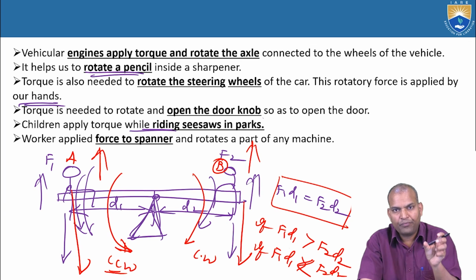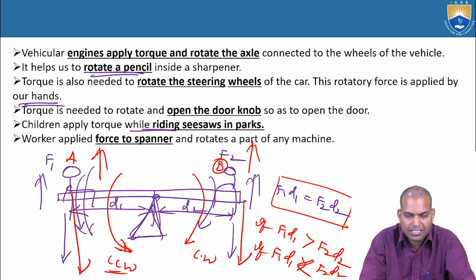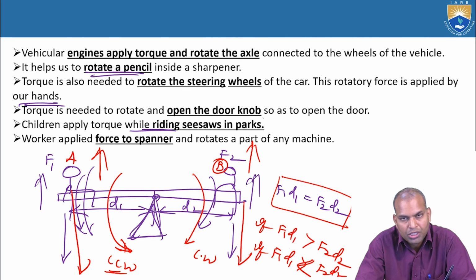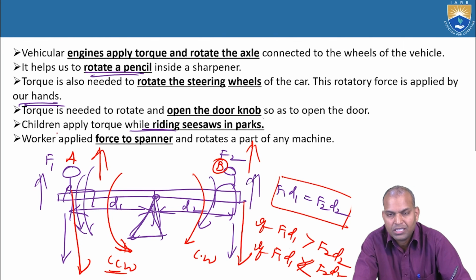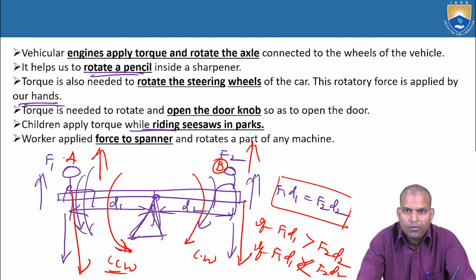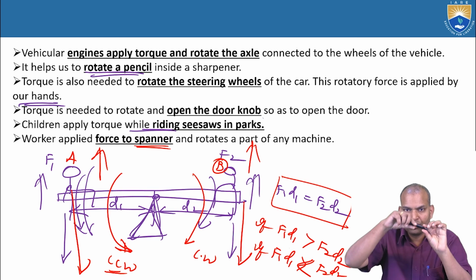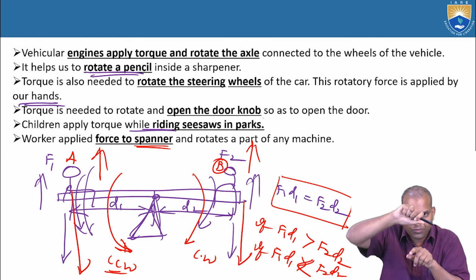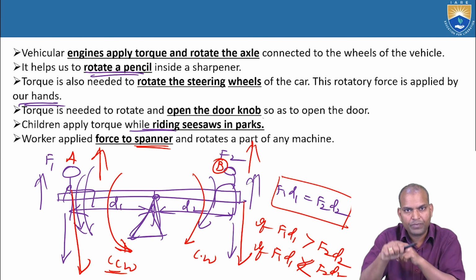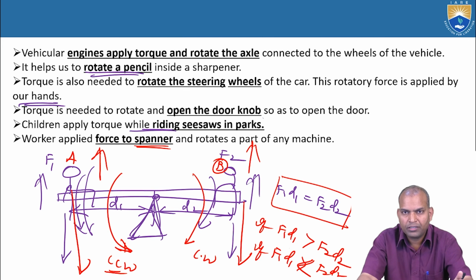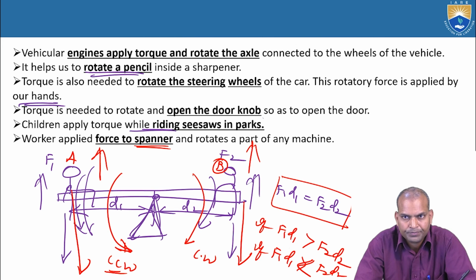If you want equilibrium, F1 D1 equals F2 D2. This is called the law or principle of moments. We are going to study it further in detail. Here we explained the torque, that is, moment application, while riding seesaws in parks. Another one is applying force to a spanner to rotate a part of a machine. If you want to tighten a screw with the spanner, you apply a moment, a torque. Torque means force into perpendicular distance. These are a few examples of the moment of a force.